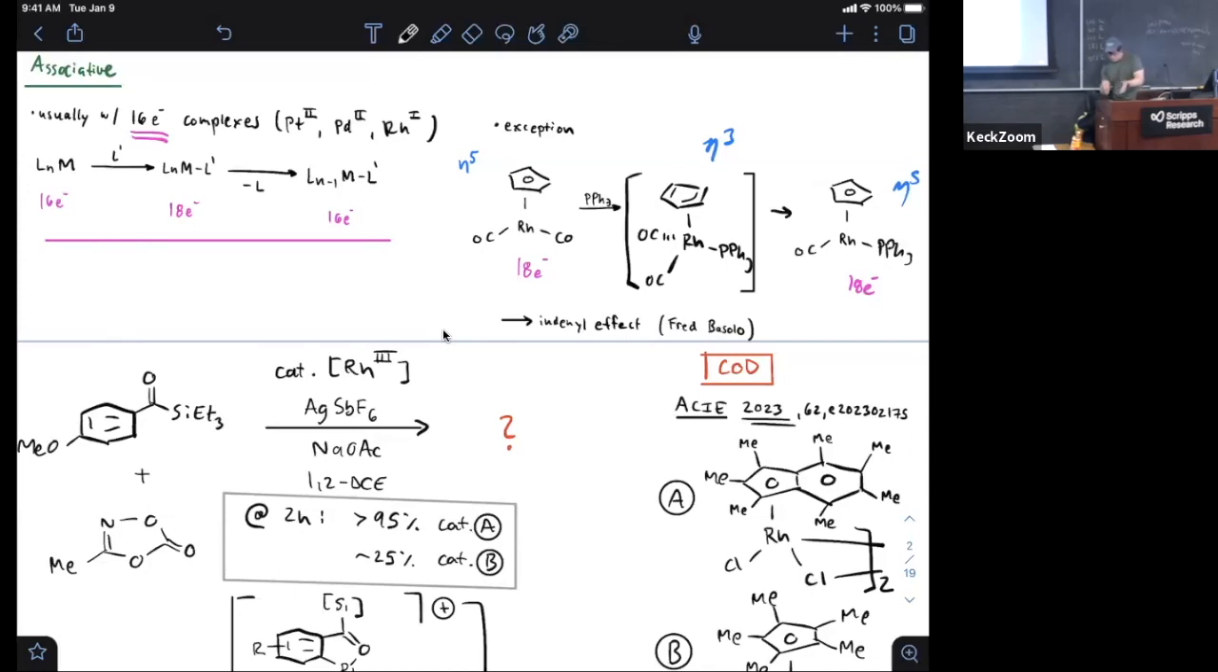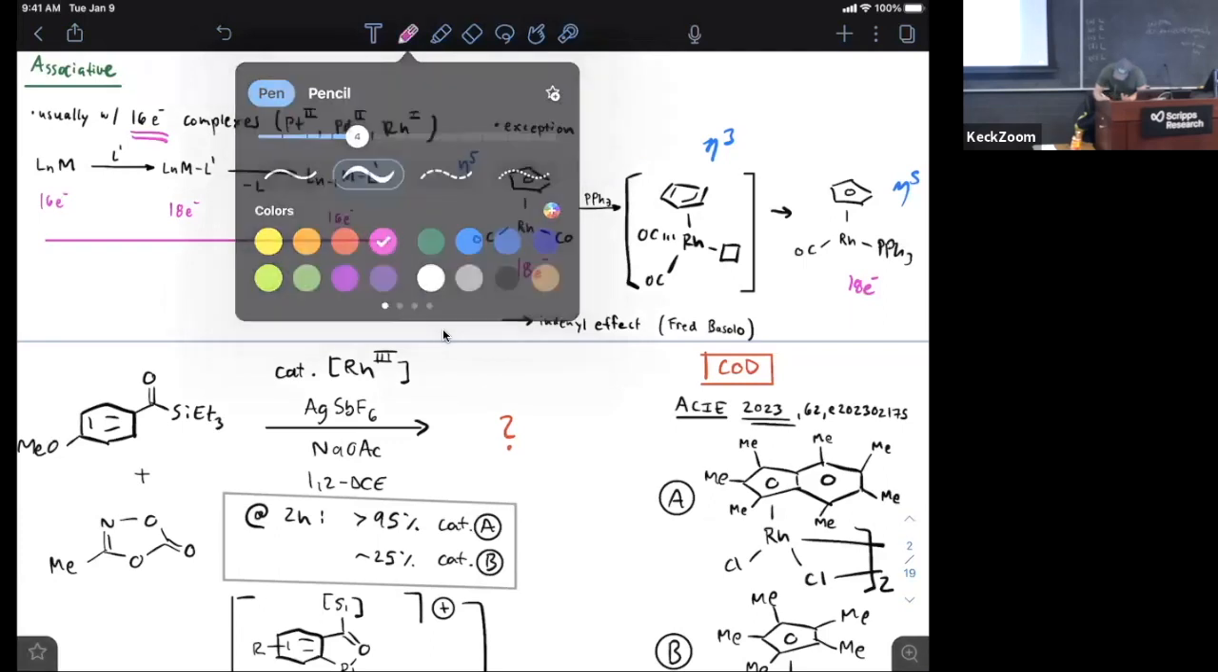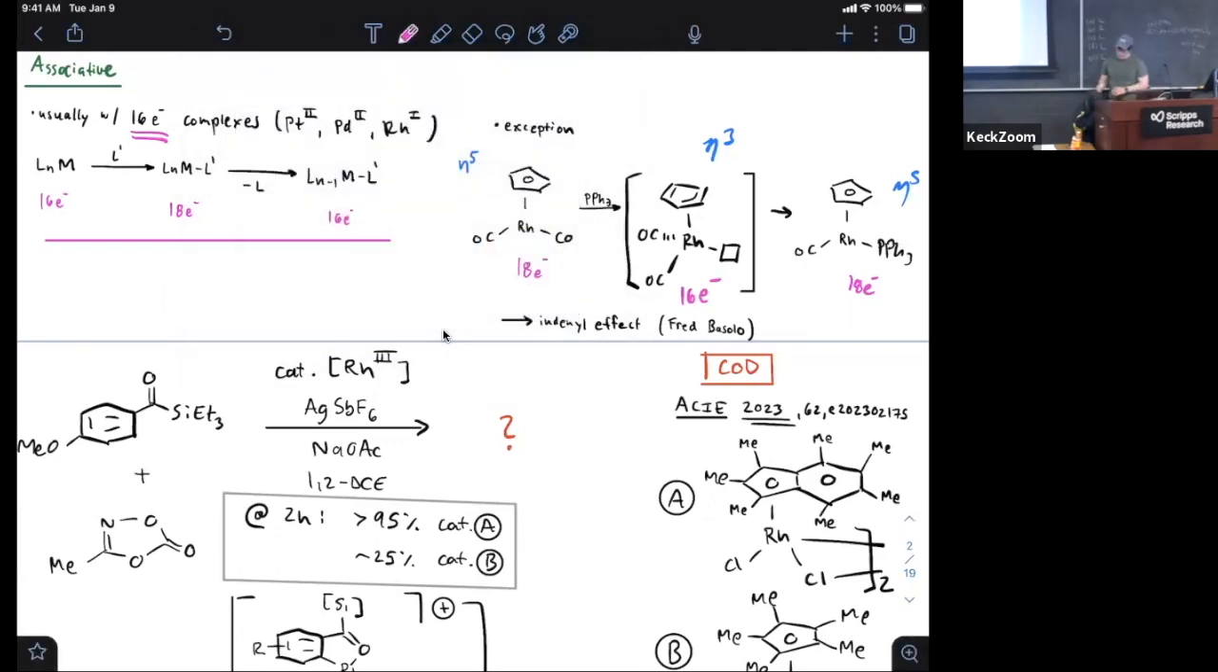And in so doing, it frees up a coordination site, becoming 16 electron, and allowing the new incoming ligand to come in. Now, oftentimes this is thermodynamically uphill because you imagine you're breaking the aromaticity of the Cp ring and going to this allyl form. So in many cases you can't observe this type of intermediate, but you can infer that it's there. There are some exceptions to that, though.